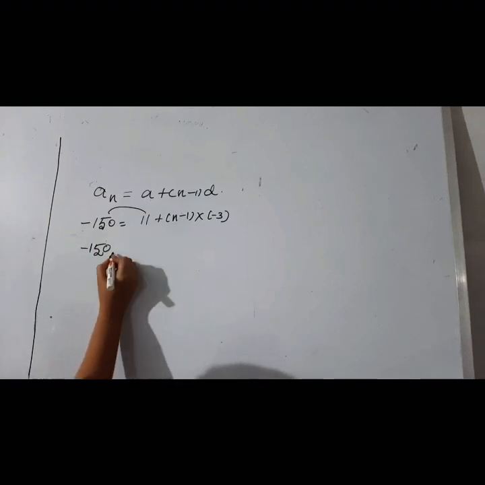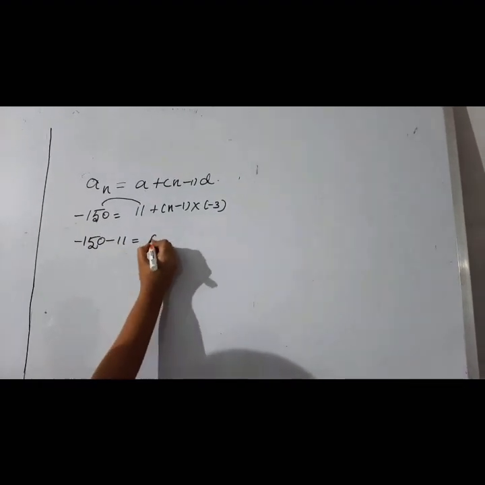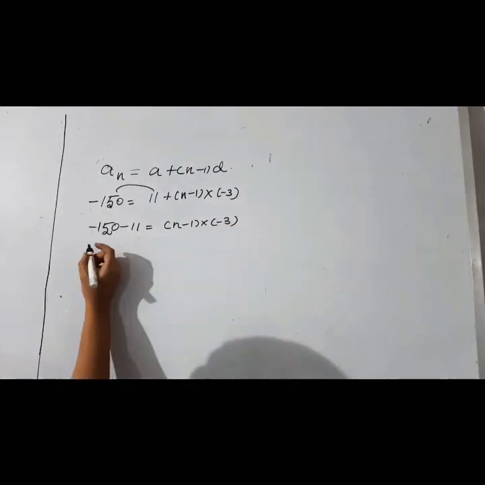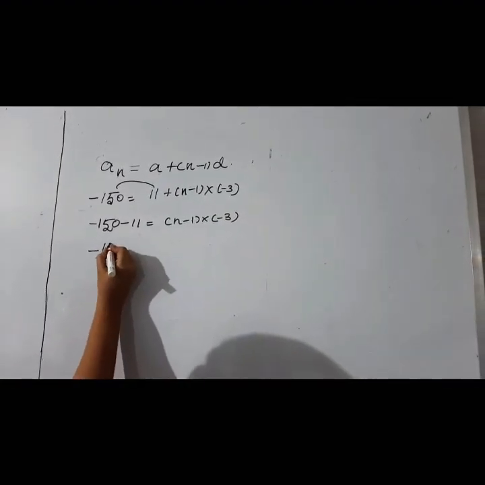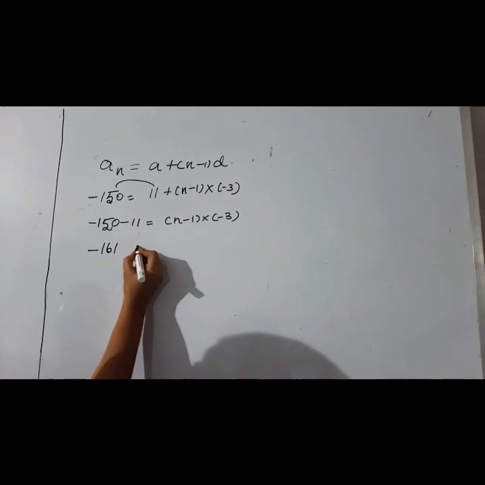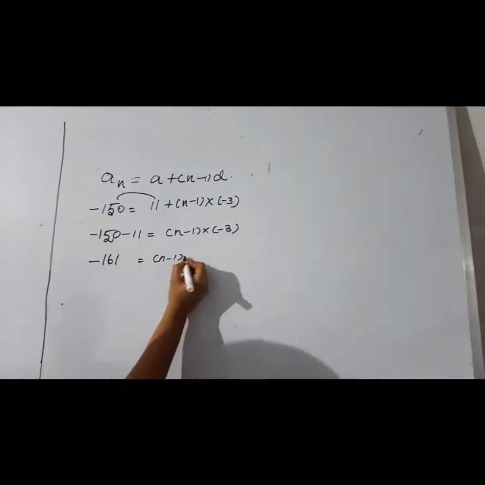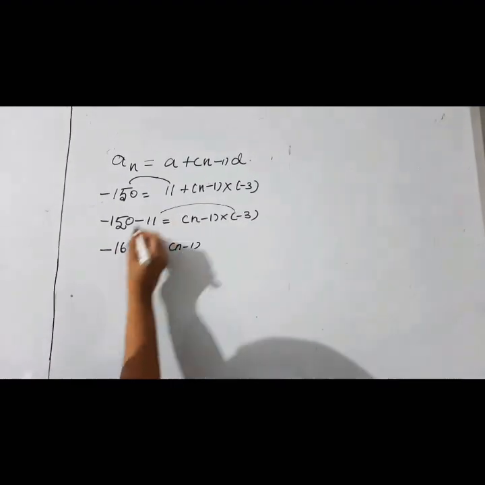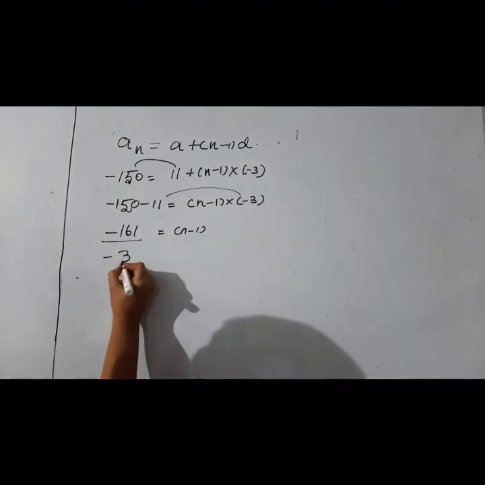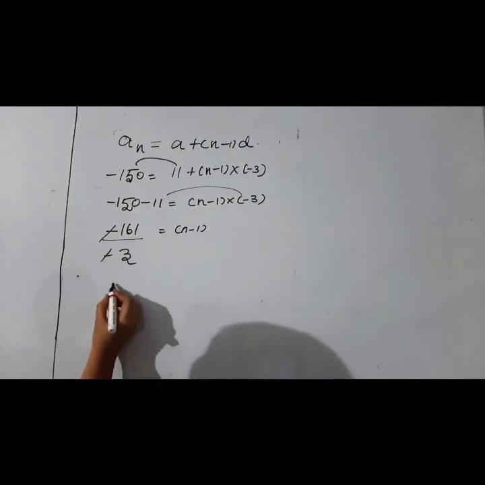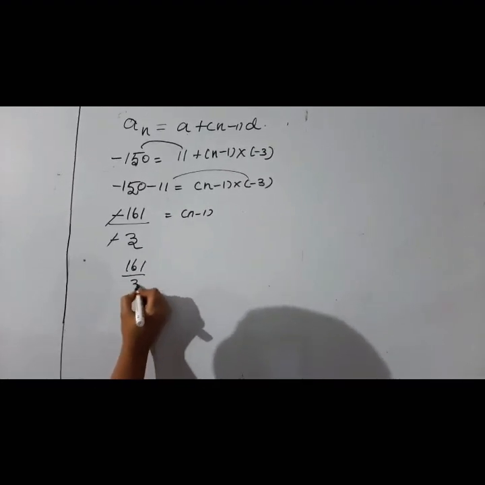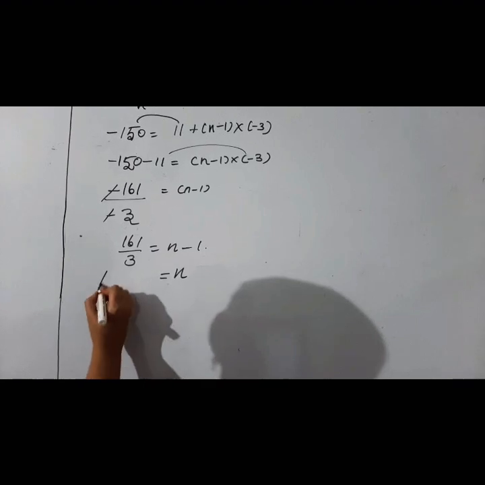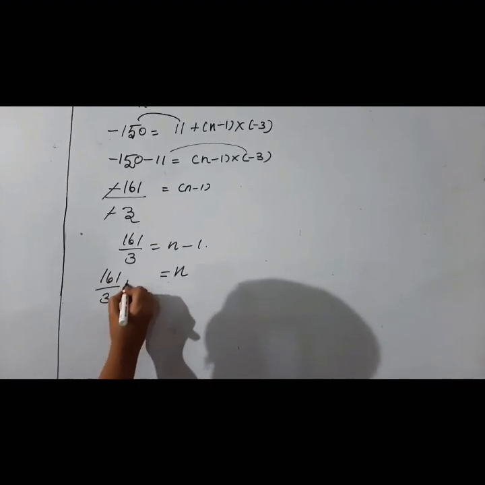Minus 150. Transpose this 11 to the other side of your equation. What will you get? Minus 150 minus 11 equals (n - 1) into minus 3. Now this is minus 161 equal to (n - 1) into minus 3. Bring this minus 3 also to the other side. It will go with division. Minus and minus will get cancelled. 161 by 3 is equal to n minus 1. So what is the value of n? 161 by 3 plus 1.